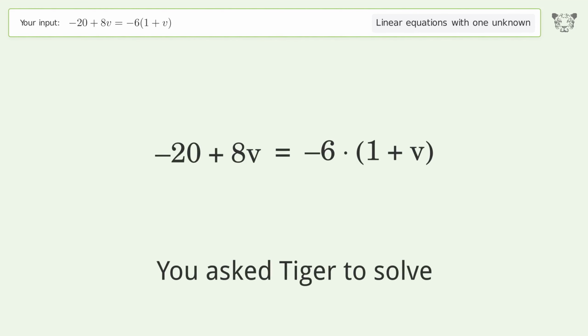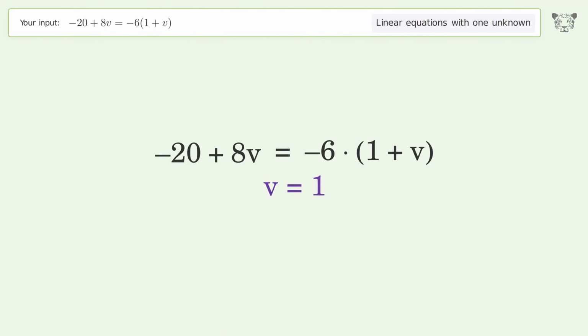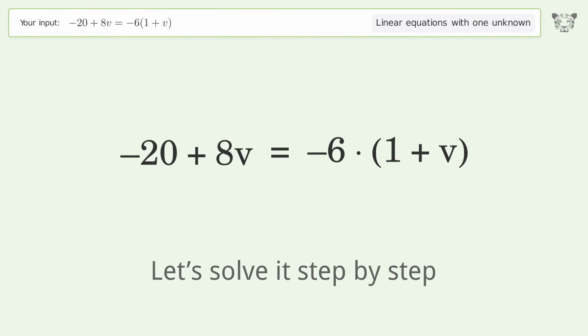You ask Tiger to solve. This deals with linear equations with one unknown. The final result is v equals 1. Let's solve it step by step.